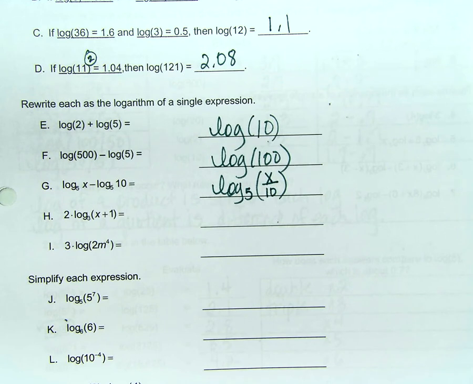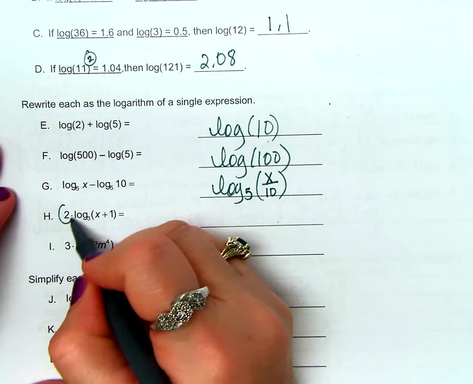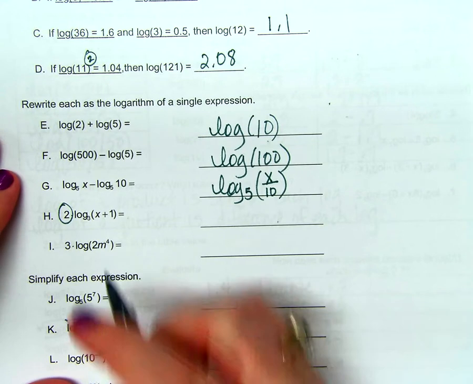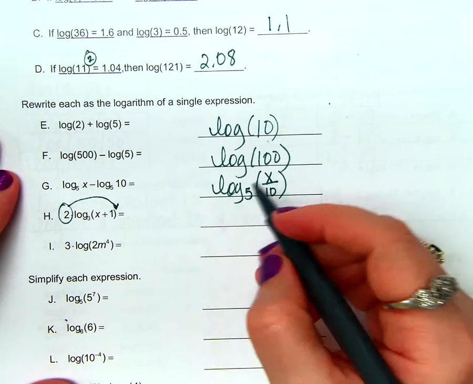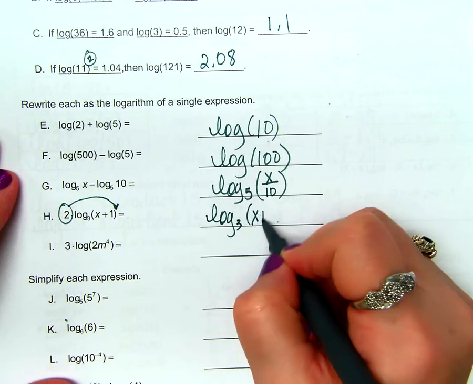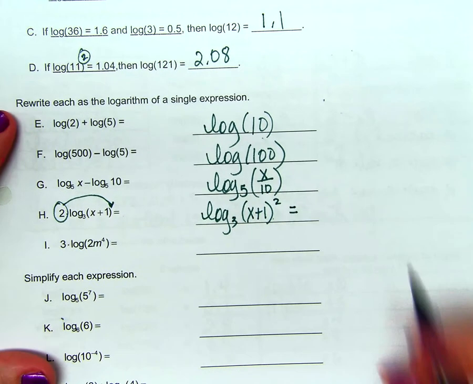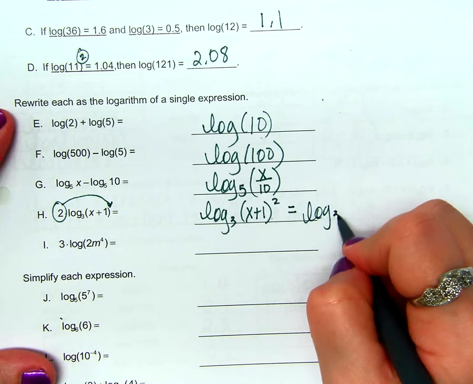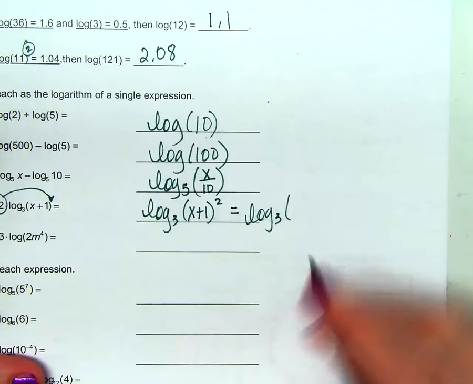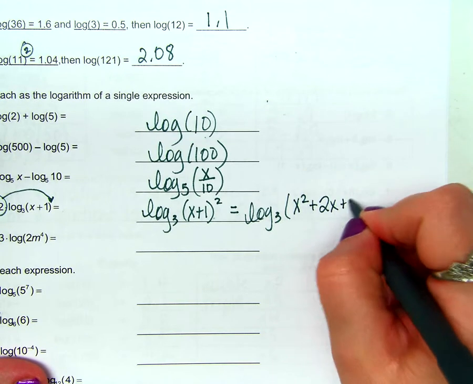It's not asking us to solve it. Not yet. It's just asking us to rewrite it. Okay? What do I do here? What do I do with this 2? Make it an exponent. So first of all, I get log base 3 of x plus 1 squared, but I can go further. Log base 3 of x squared plus 2x plus 1.